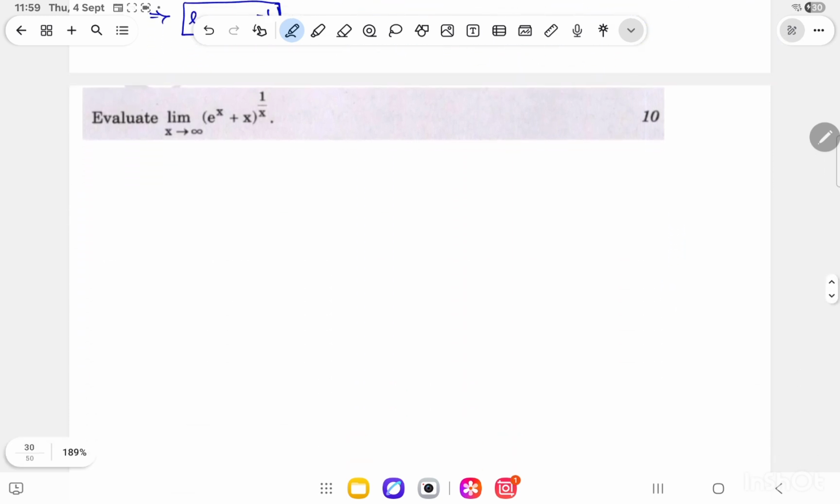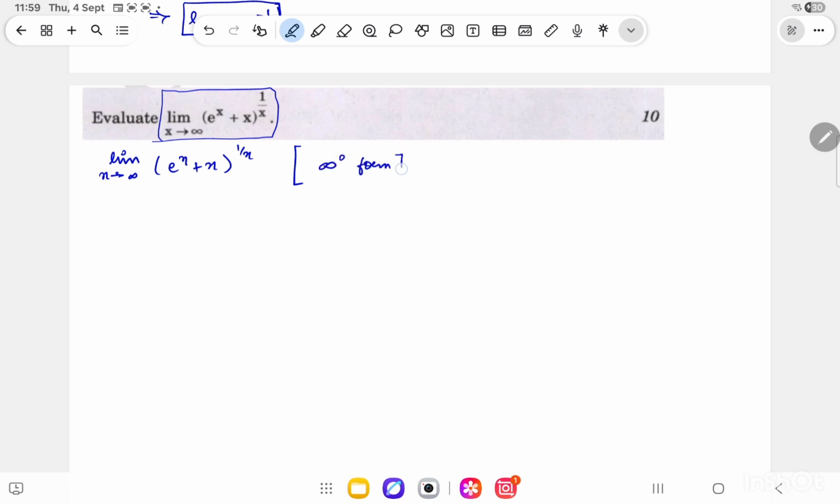So let's see the next question. The next question asks us to evaluate this limit. We're supposed to find the limit as x approaches infinity of (e^x + x)^(1/x). If I put x equal to infinity here, I'll be getting an infinity raised to 0 form.